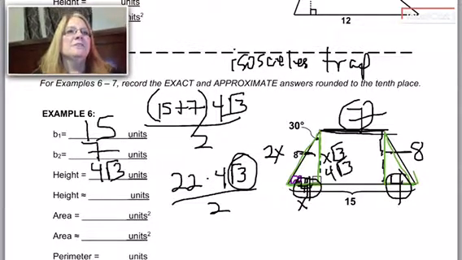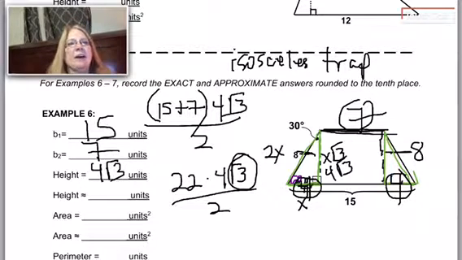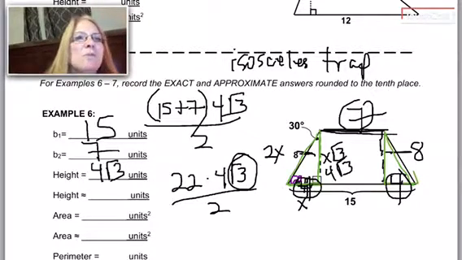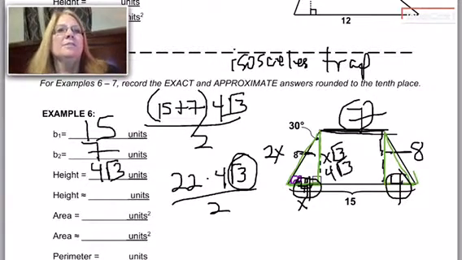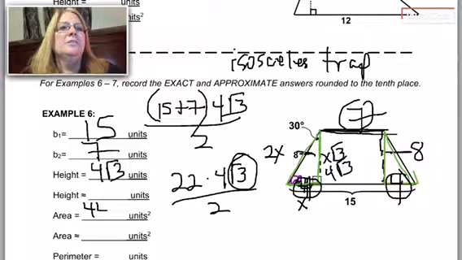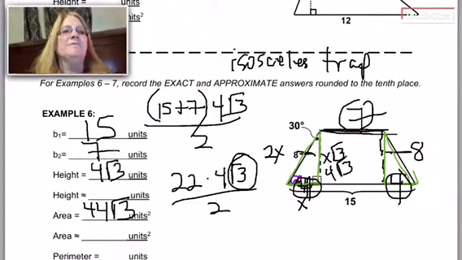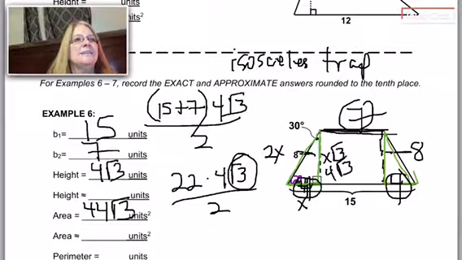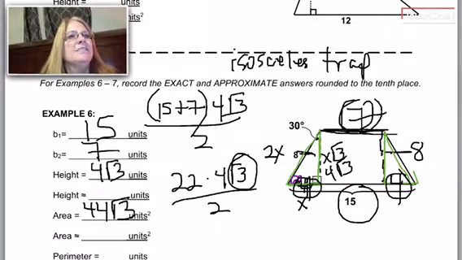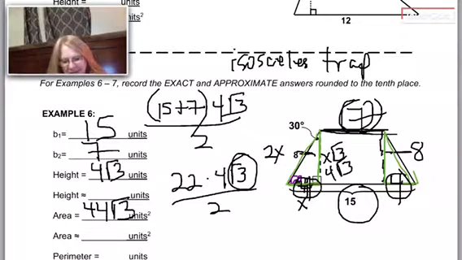Remember, just kind of leave this alone because you treat it like a radical. So this is just 22 times 4 divided by 2. So that would be 44, I hope I did that right, square root of 3. Okay, and so let's go ahead and do the perimeter. We're going to add 15, 7, 8, and 8. I'll use my calculator.